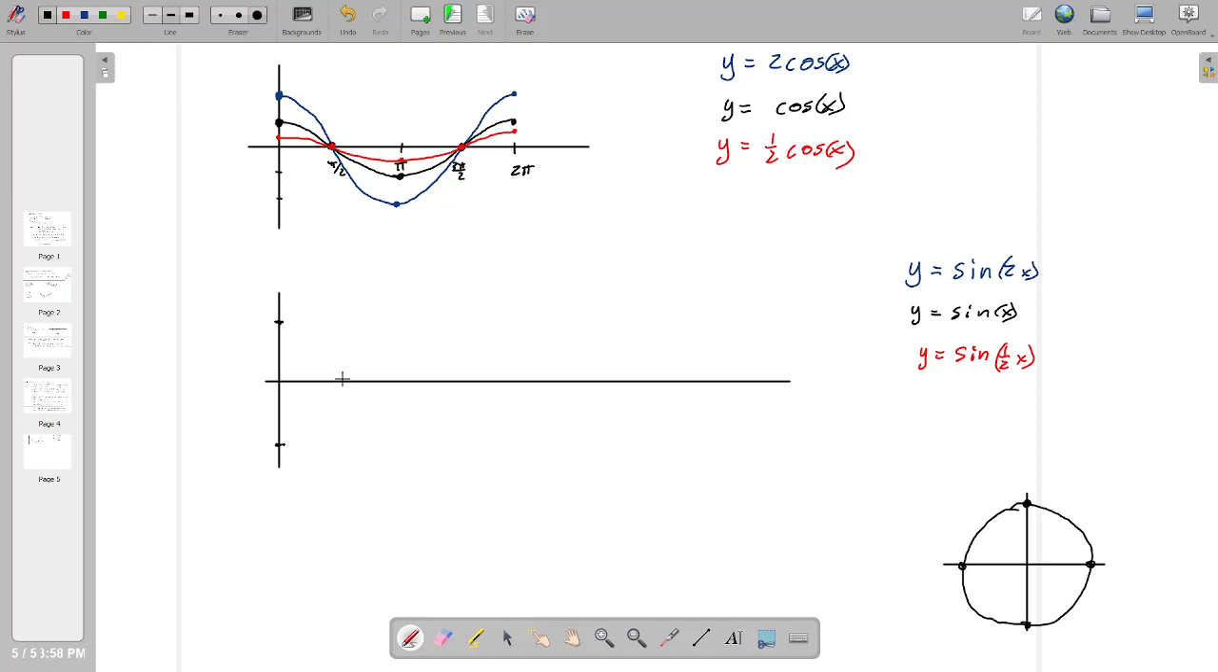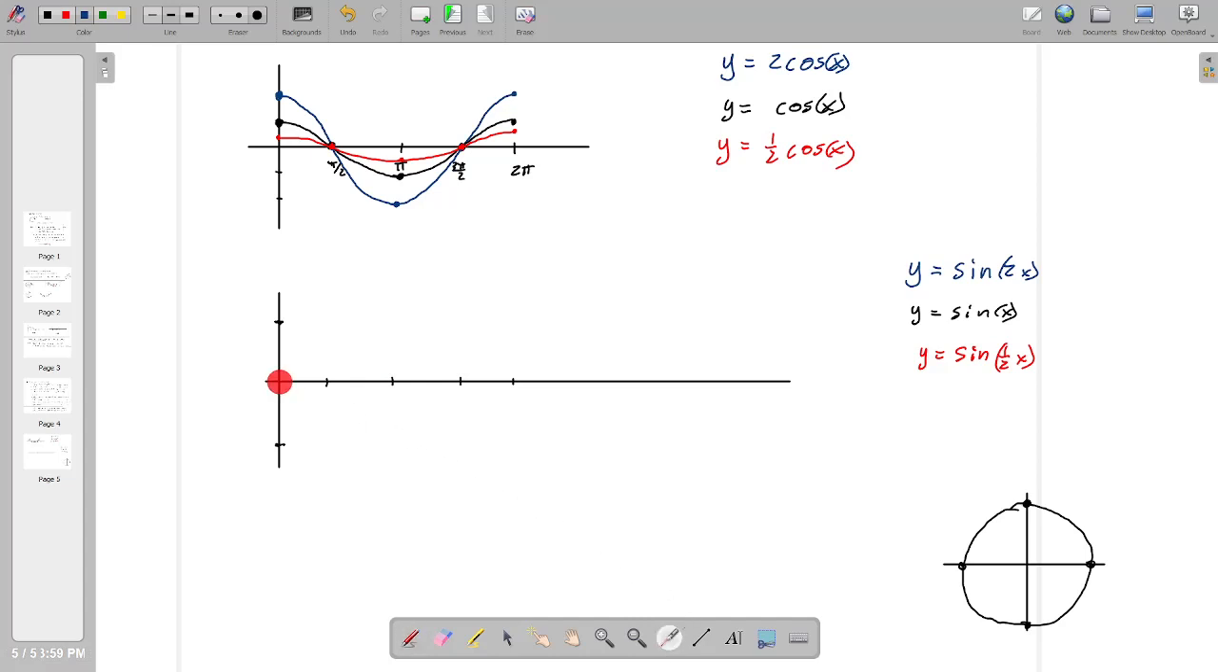We still have 2 pi, pi over 2, and 3 pi over 2. Now, if you remember, this will shrink the graph by a factor of 2. So instead of going all the way out to 2 pi, we're only going to go out to pi. So one full period of this graph is going to be just out to pi instead of 2 pi. And we can kind of see how this will work.